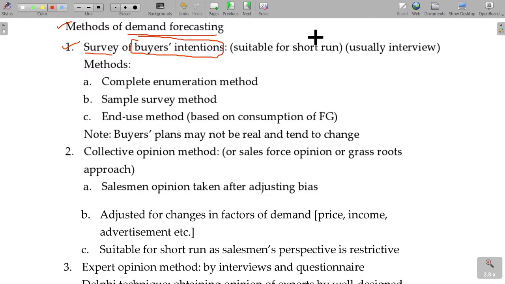But this one will be suitable only for the short run. Usually the survey is based on interviews. The salesman will visit the customer's home, inspect whether they are interested in our product and how many goods they will consume each month, and based on that they will decide what could be the demand for our product.